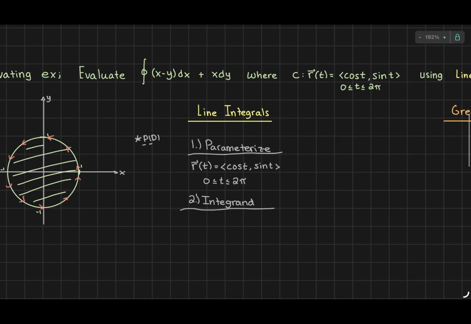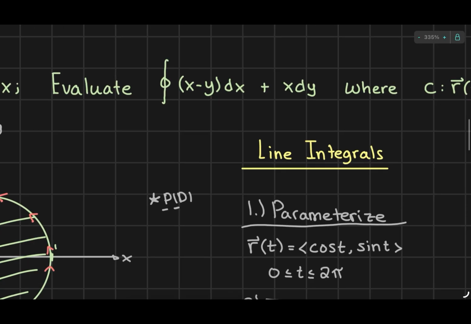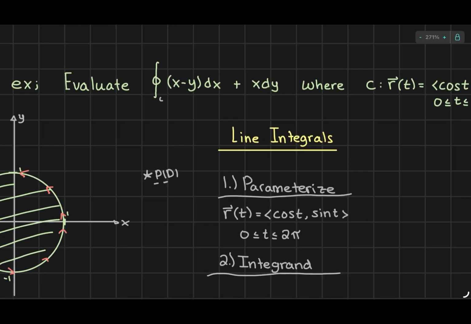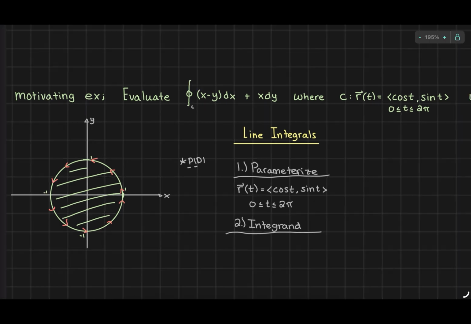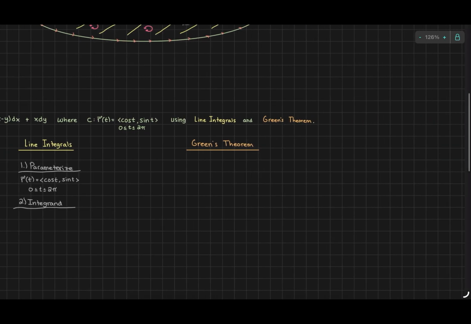Our integrand, well, we're kind of given this here. We're given this integral here, so it could be kind of difficult to decipher. Well, what is our integrand? What is our vector field? We know that this is going to be a vector line integral. Therefore, what's our vector field going to be?